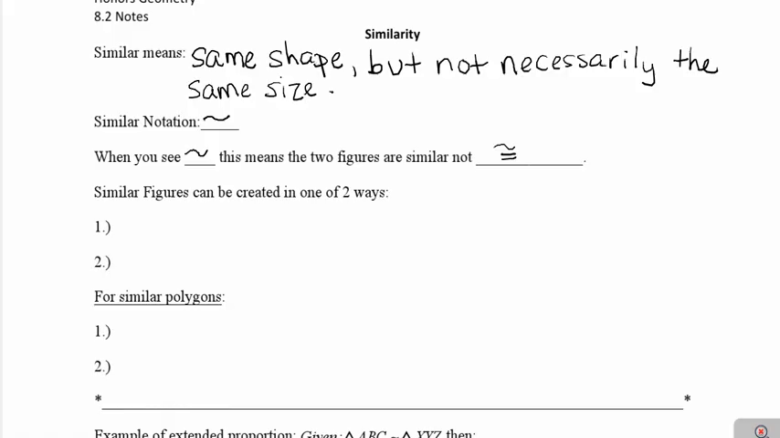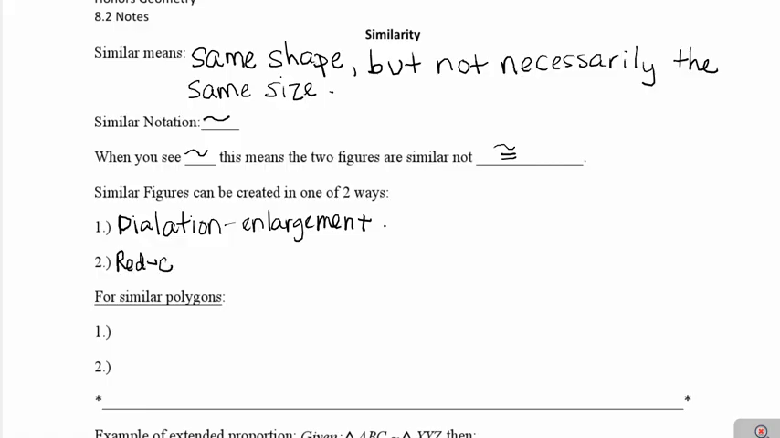Similar figures can be created in one of two ways. The first one is called a dilation. A dilation is an enlargement. So you may see this vocabulary word used in the textbook a lot. The other way similar figures can be created is through a reduction. A reduction is the exact opposite of a dilation, so it's getting smaller.